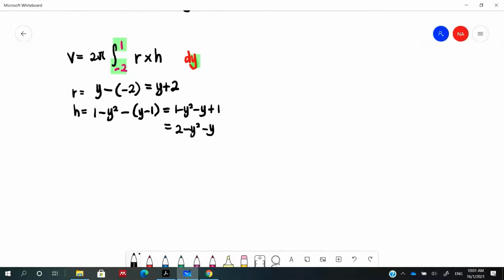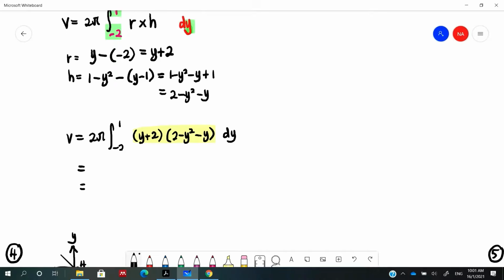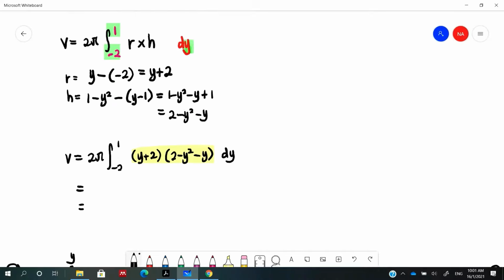So now you want to take it into the formula. Substitute inside the formula, it should be from -2 until 1. The radius should be y plus 2, and the height should be 2 minus y squared minus y, dy. That is the construction for the volume. What you need to do next is to expand this function, then integrate and you get a final answer. You can leave your final answer in terms of pi. I'm not going to show everything here, so you should do it on your own. So this is how you construct the formula for volume for the washer method, shell method for this one.